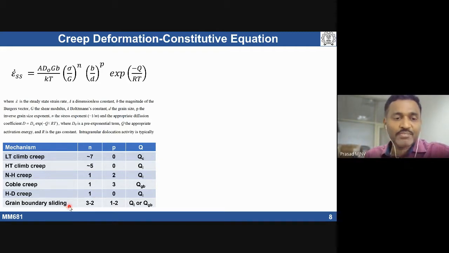Grain boundary sliding quite commonly happens at high temperature. When you deform material at high temperatures, grain boundary sliding is going to take place as an accommodative mechanism. So look here, the n value can be 3 or 2.